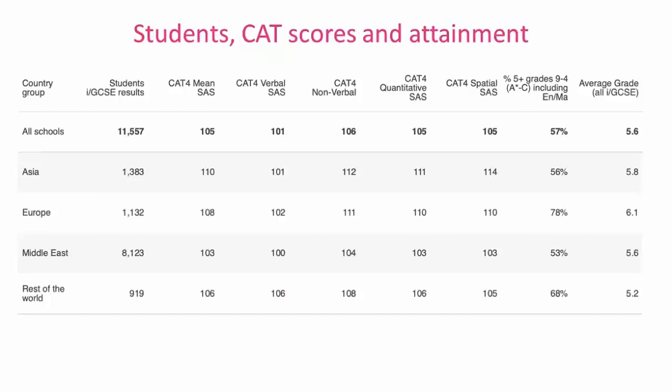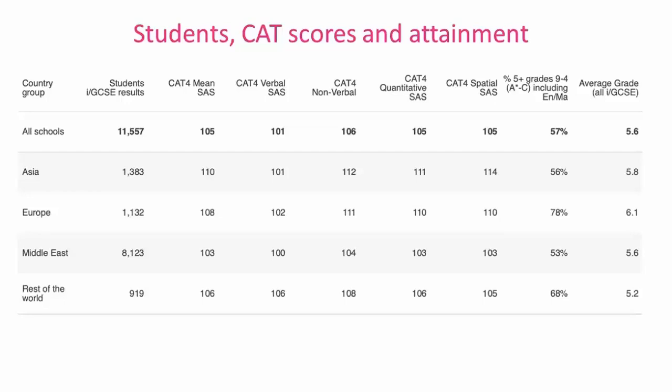This first table is showing the attainment, both in terms of CAT scores and also GCSE attainment, for the schools using the service. The line at the top is the summary for all international schools, and then we've broken it down by 4 geographical regions. It's interesting to note that the CAT scores on average for international schools are slightly higher than for schools in the UK. The average for schools in the UK would be 100, but the CAT scores for international schools on average are a bit higher, particularly in Asia and Europe. The schools in the Middle East have CAT scores that are perhaps more in line with schools in the UK.